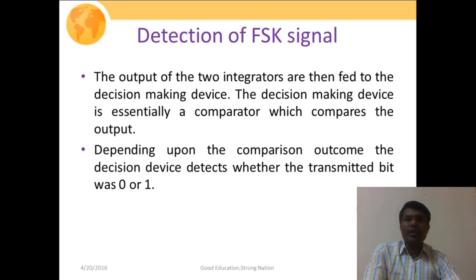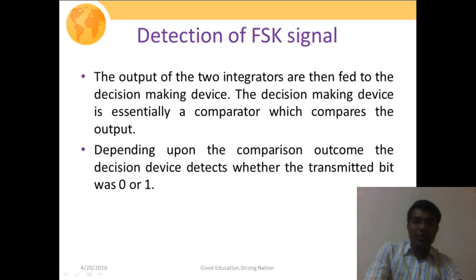The outputs of the two integrators are then fed to the decision making device. The decision making device is essentially a comparator which compares the outputs of the two correlators. Depending upon the comparison outcome, the decision device detects whether the transmitted bit was 0 or 1. How the decision making device makes the decision, we have already discussed. Likewise, if correlator 1's output is greater than correlator 2's, then the decision is made in favor of 1, and if correlator 2's output is greater than correlator 1's, then the decision is made in favor of 0.